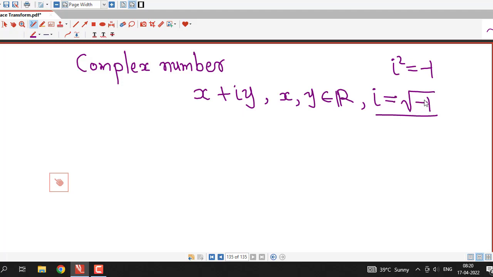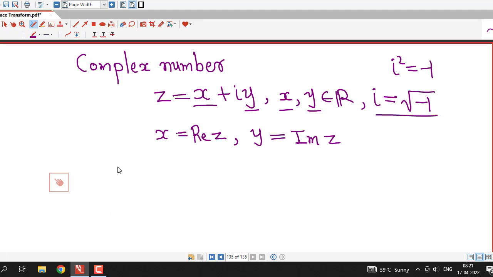So if i is square root of -1 and x and y are real numbers, then this type of number x plus iy is known as complex number and it is denoted by z. So here x and y are real numbers. x is called the real part of the complex number, which we will denote by real part of z. y is the imaginary part of the complex number z.